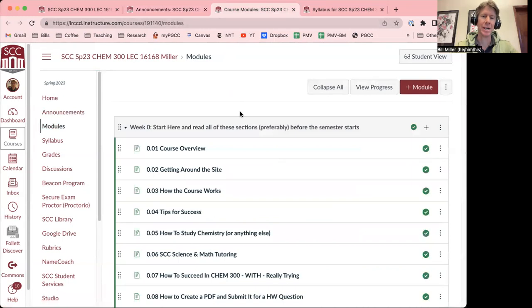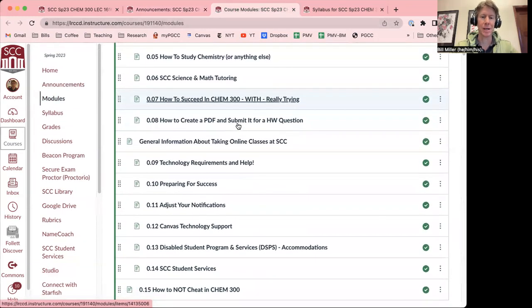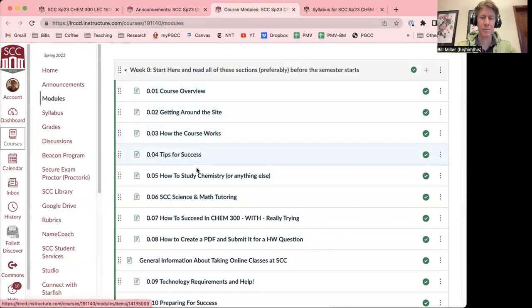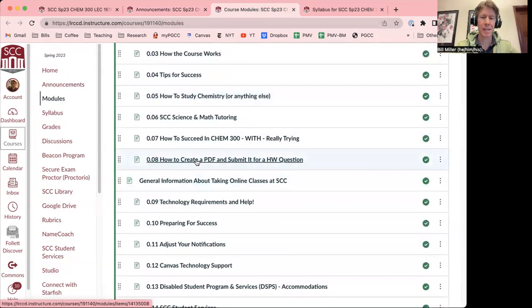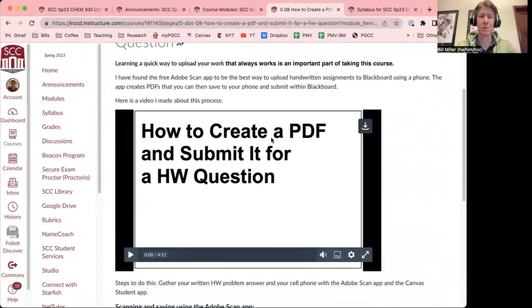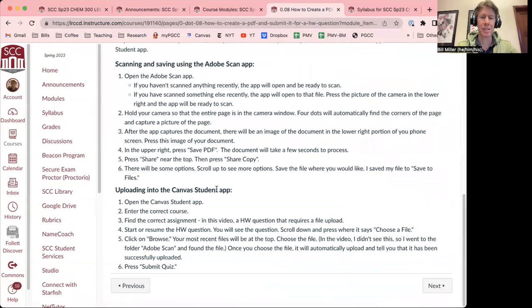If we now go to modules, you'll see that there's a bunch of information about the course, including course overview, how to study chemistry, how to succeed in Chem 300 with really trying, and how to create a PDF and submit it for a homework question. I've got a video tutorial here, as well as printed directions for both the Adobe Scan app and uploading using the Canvas. Oh, so this is scanning and saving using Adobe Scan.